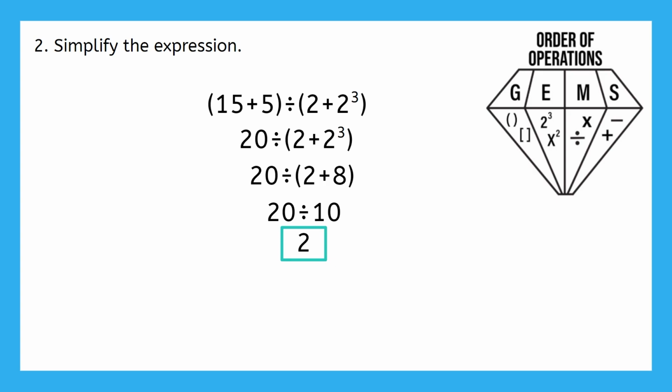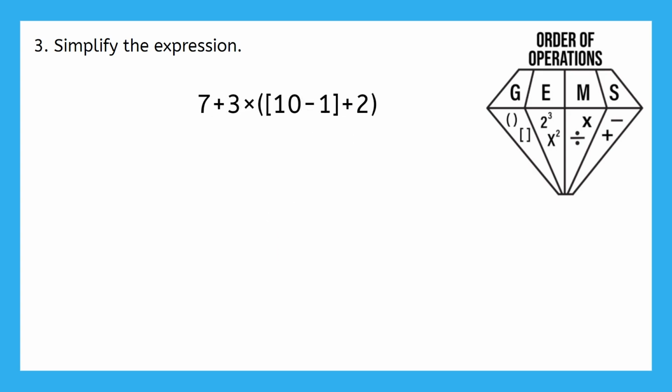You're getting pretty good at this. Ready to try a little challenge? For our next problem, we need to simplify the expression 7 plus 3 times the quantity of 10 minus 1, all plus 2, all within parentheses.